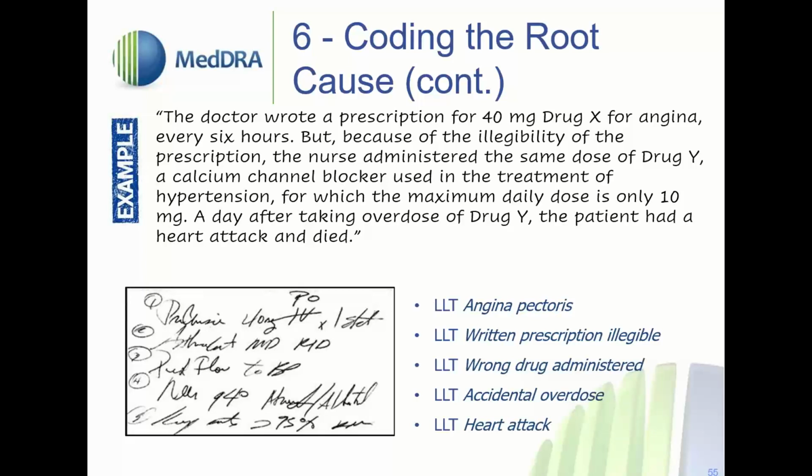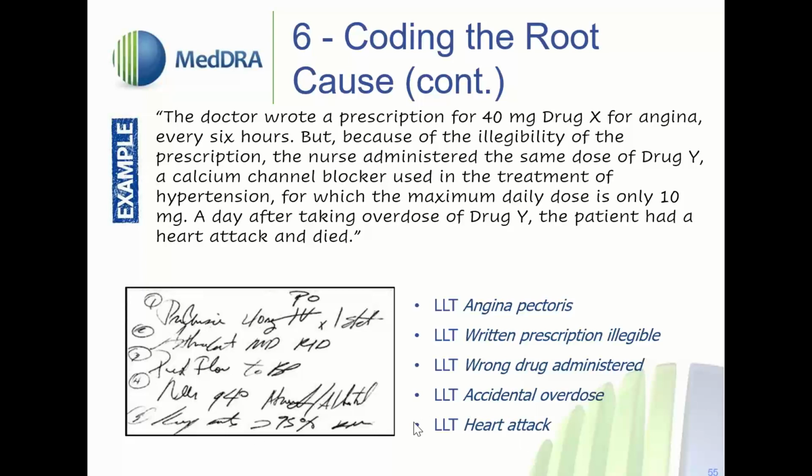Okay, so the next example describes such a case. A doctor wrote a prescription for 40 milligrams of drug X for angina every 6 hours. But because of the illegibility of the prescription, and you can see here it's very hard to read, right? The nurse administered the same dose of drug Y, a calcium channel blocker used in the treatment of hypertension, for which the maximum daily dose is only 10 milligrams. Because of the error made, the patient received 160 milligrams of this calcium channel blocker per day, 4 times 40 milligrams. And a day after taking the first 4 overdoses of the calcium channel blocker, the patient suffered a heart attack and died.